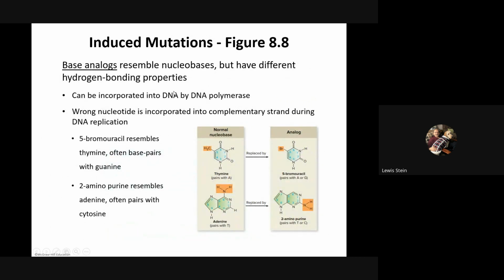So there's lots of different things. Down the road, we're going to talk about these. These are things that we've made chemically called base analogs. Where do we use them? They are the highlight film for cancer chemotherapy.